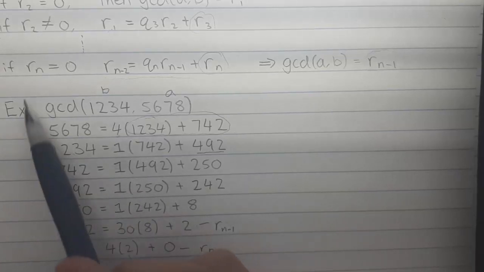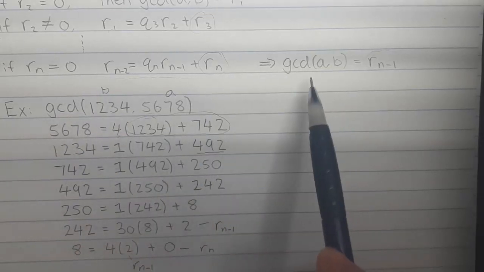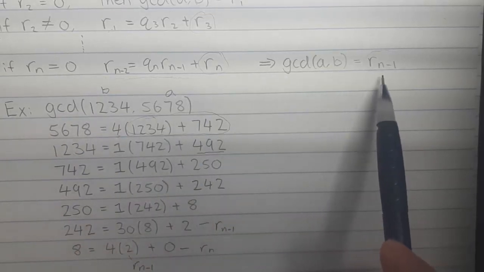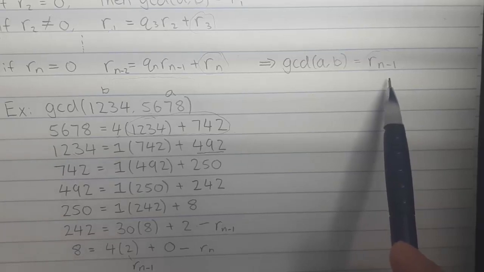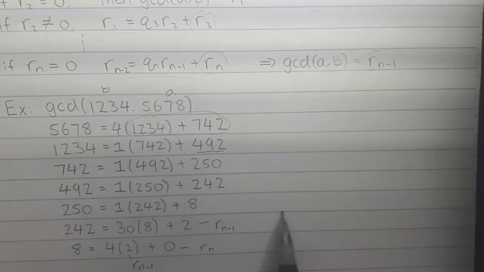So from above, we see that if Rn equals 0, the greatest common divisor will be equal to Rn-1, the last remainder that is not 0. And in this case, it will be 2. So for this question, the greatest common divisor will be equal to 2.